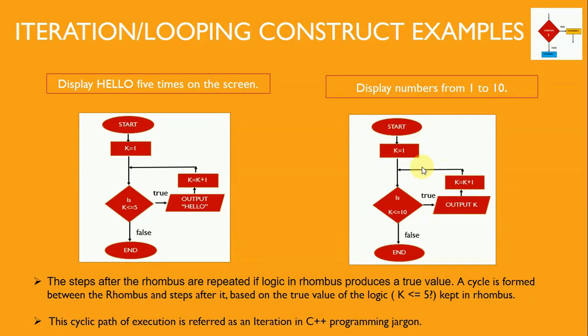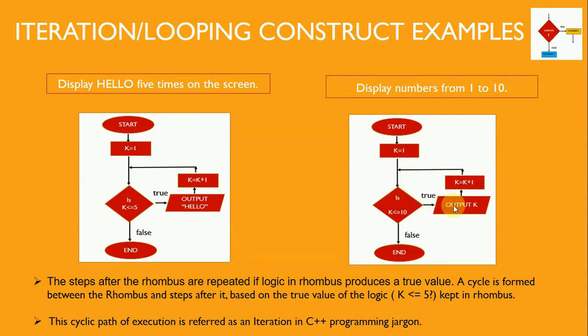The program flow will flow like this, and again it will check is 2 less than or equal to 10. Yes, so it will again display 2, and again k will be incremented by 1. So you can see here again the program flow will flow like this, and it will again check 2 less than or equal to 10, and for the true value it will output k, increment k by 1, and again the condition check is there.